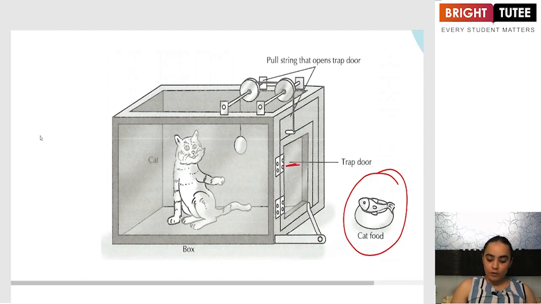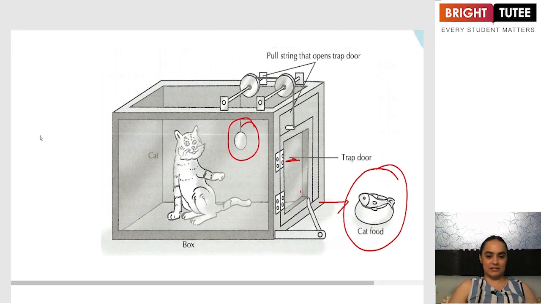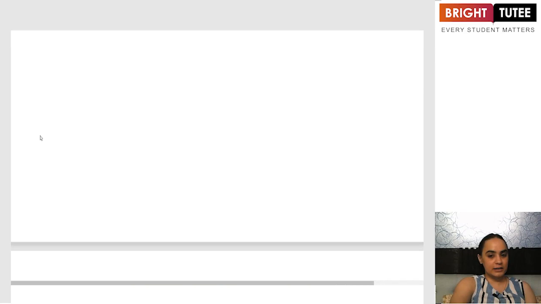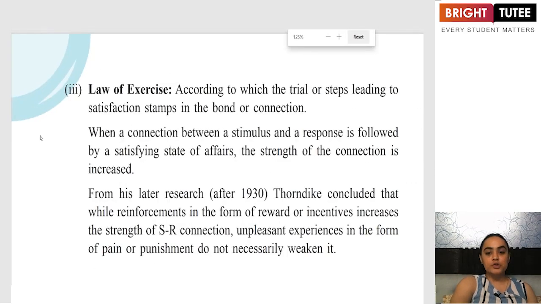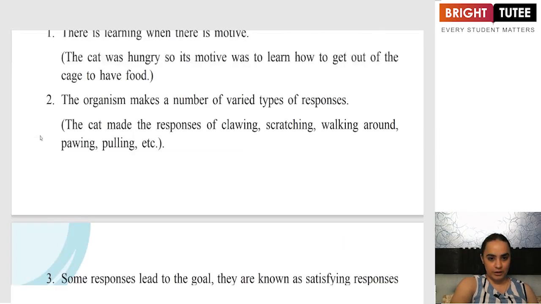This is the door of the trap in which the cat is there. And this, as you can see, is the pull string. If you pull down the string, the door will open. The cat will be able to come out and eat the fish. So this is the box which Thorndike used in order to validate his trial and error theory. Now let us read about the trial and error theory. It was important for me to show you what box I am going to talk about before we learn about this theory.